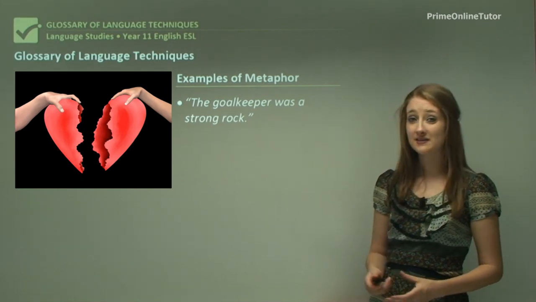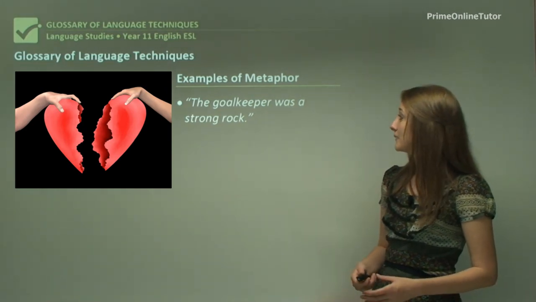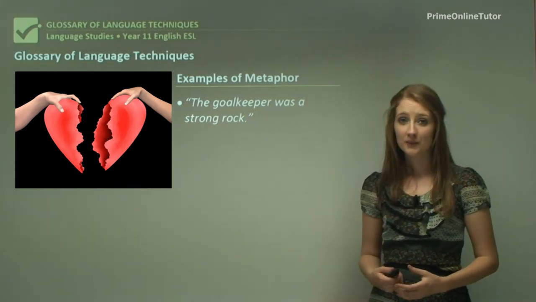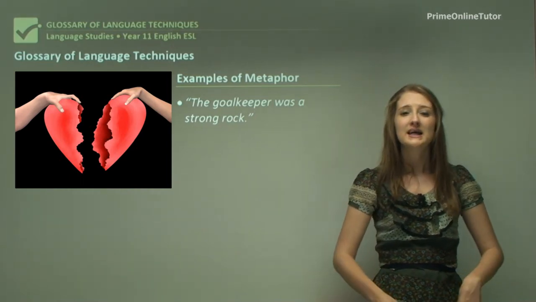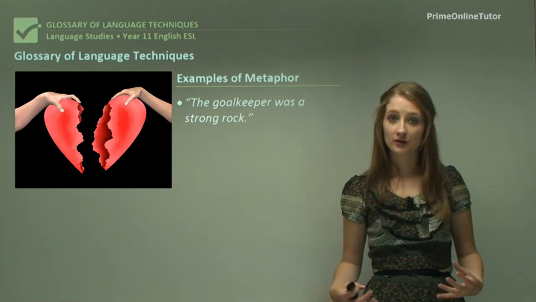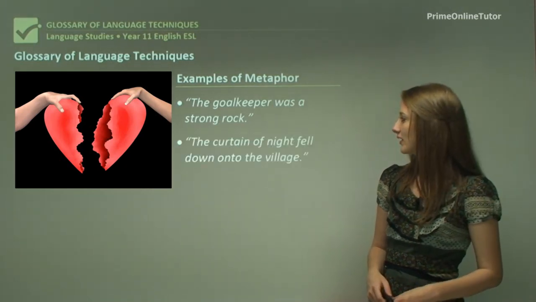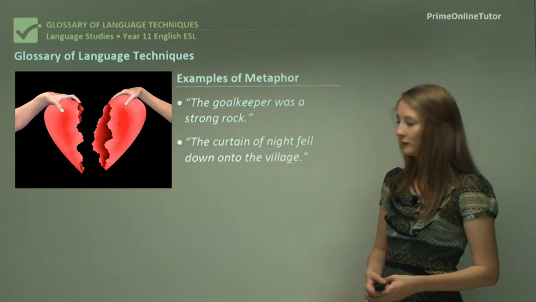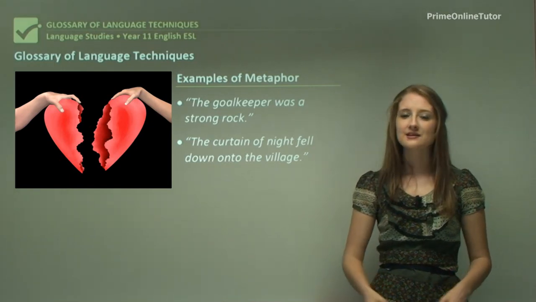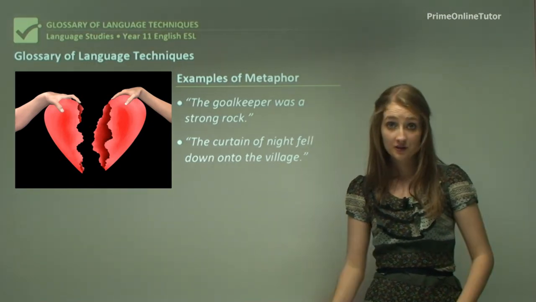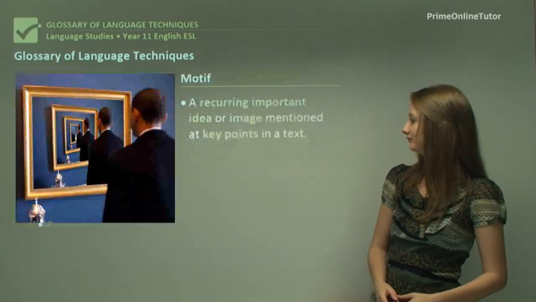So if we look at an example of metaphor, the goalkeeper was a strong rock. We get the sense that the goalkeeper is this strong rock fortress, protecting the goal against the enemy. The curtain of night fell down onto the village. So night is literally a physical curtain falling down.